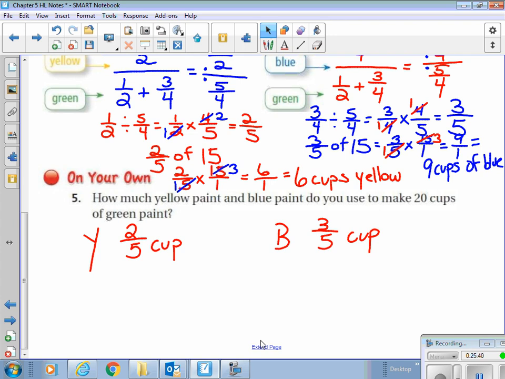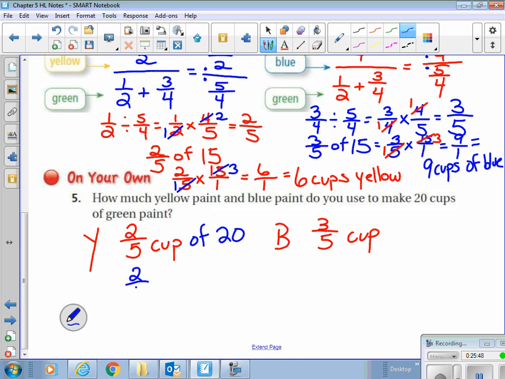So for yellow, all you're doing is figuring out what 2/5 cups of 20 is. 2/5 of 20 would be 2/5 times 20. Put it over 1. Looking to cross cancel, 5 and 20 are both divisible by 5. And then multiplying across. 2 times 4 is 8. 1 times 1 is 1. So for 20 cups of green, you would need 8 cups of yellow.